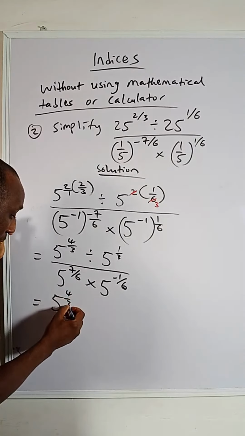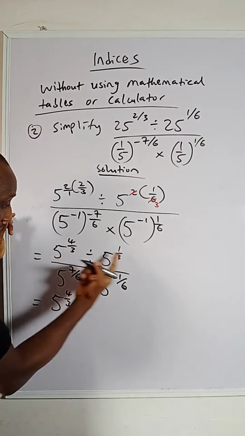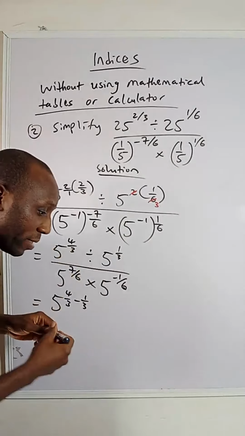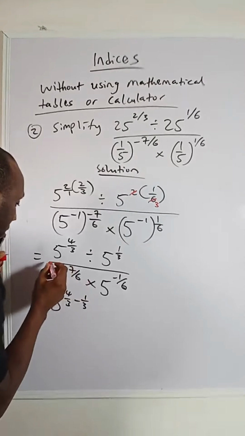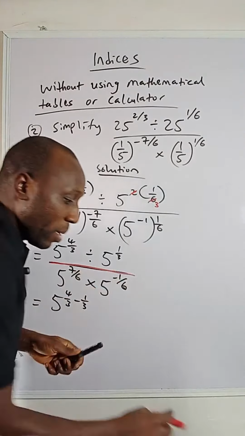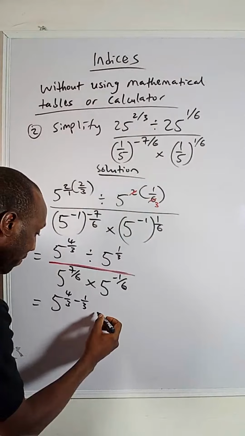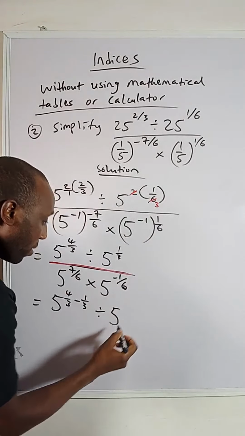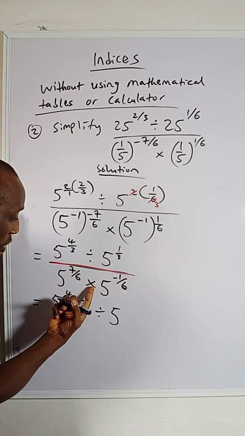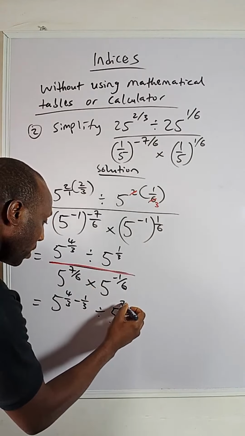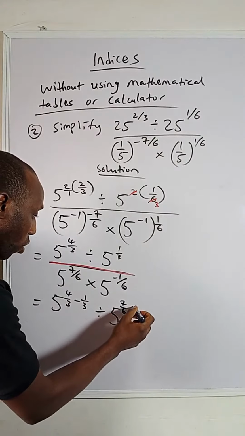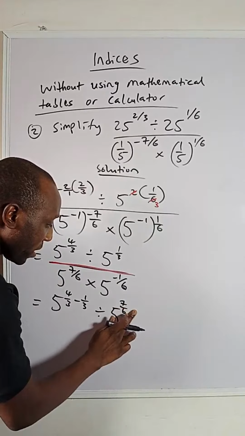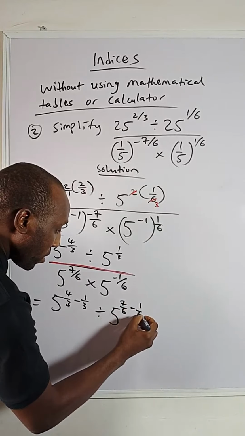4 over 3 minus, because we are dividing, you subtract the exponent, minus 1 over 3. And permit me to do this. See, this is division. So I'm going to write it like this, divided by the one under. So 5 raised to the power of what? But let's add this 2 because of the times here. So 7 over 6 plus what? Minus 1 over 6. And plus minus is minus. So I can just remove this and write minus 1 over 6.